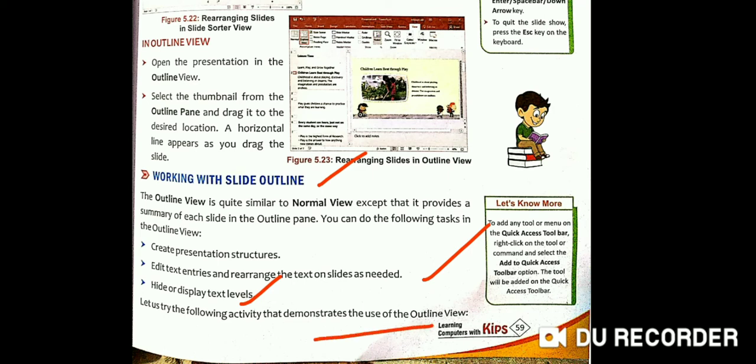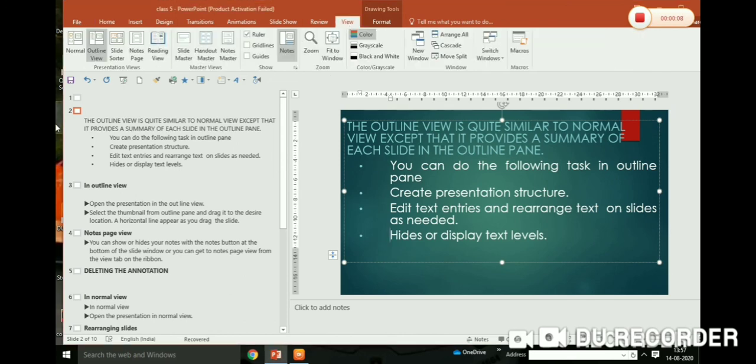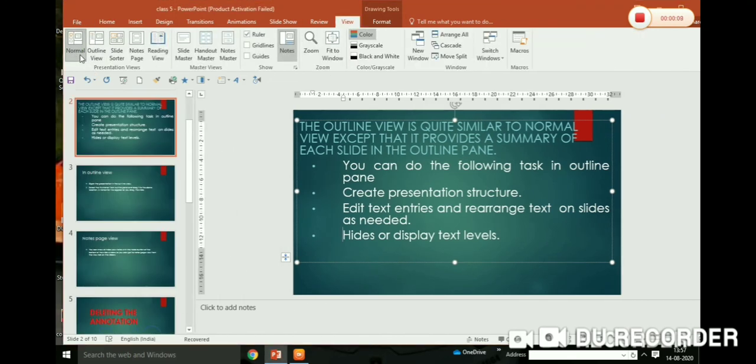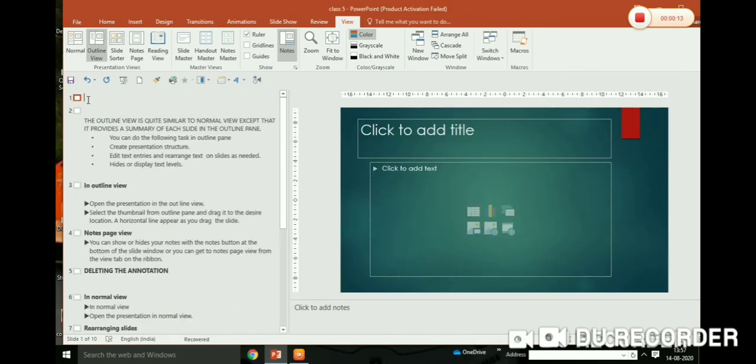For this, just look at here. Outline view steps are: firstly click on view tab and select outline view option. After this, the outline pane is visible, you can see. Now in the outline pane, type special day. You can see this automatically becomes visible in your slide. So you can add any text easily in outline view.